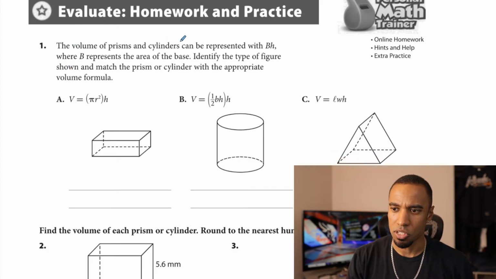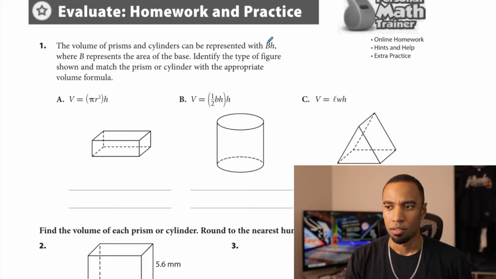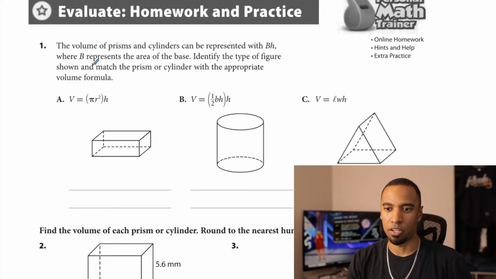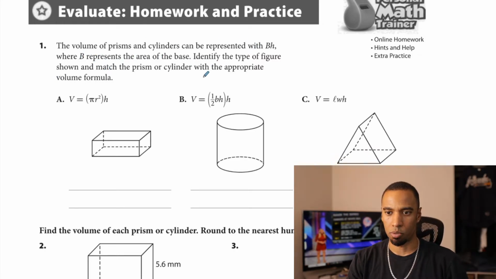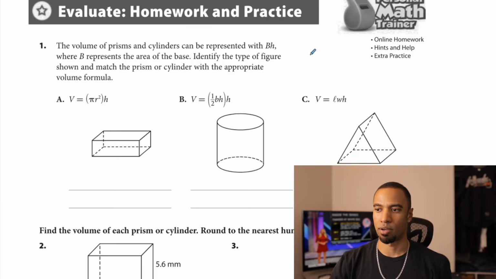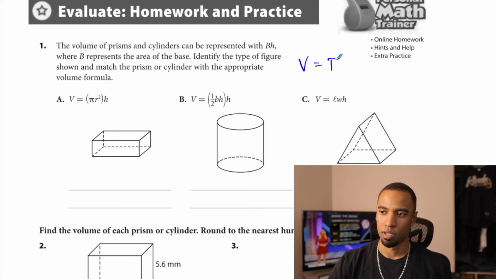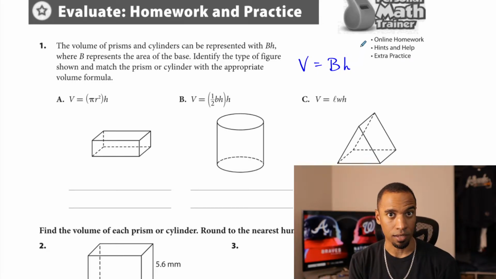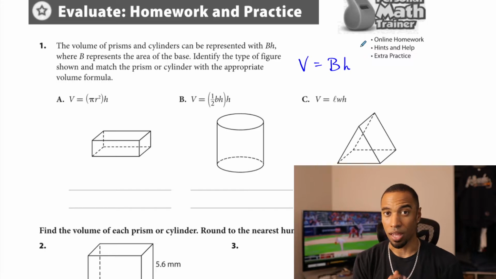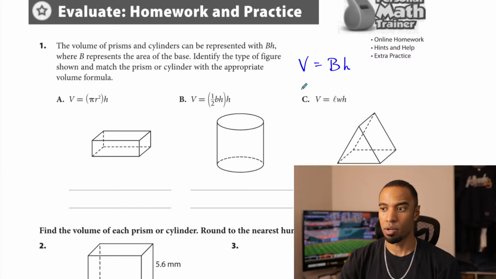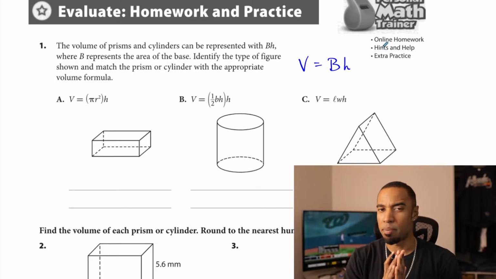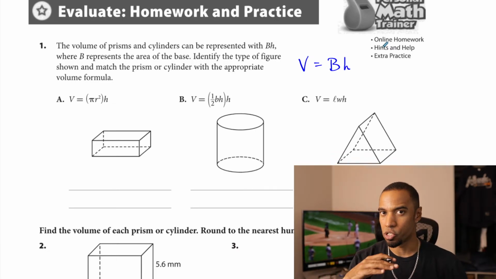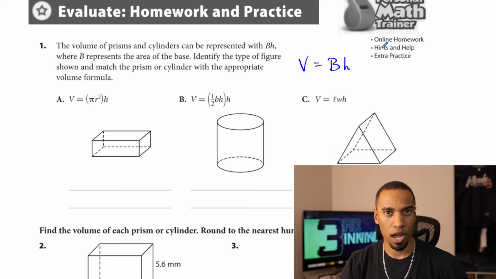The volume of prisms and cylinders can be represented with BH, where B represents the area of the base. Identify the type of figure shown and match the prism or cylinder with the appropriate volume formula. So what they're talking about, guys, is here's a formula for volume. Area of base times height. Now, the B being capitalized means area of base, as opposed to just base length of like an edge length or whatever. And height is an actual length, maybe not of an edge, but the distance between the two bases of your particular object.